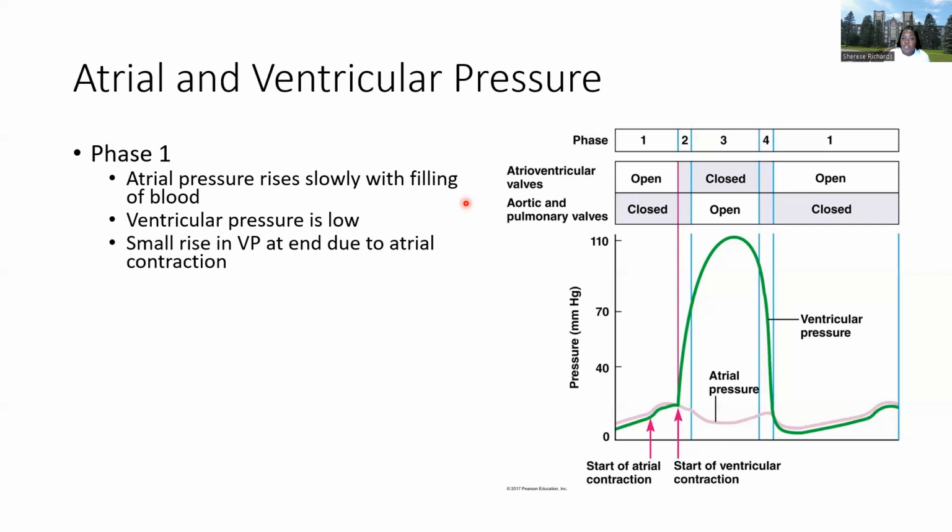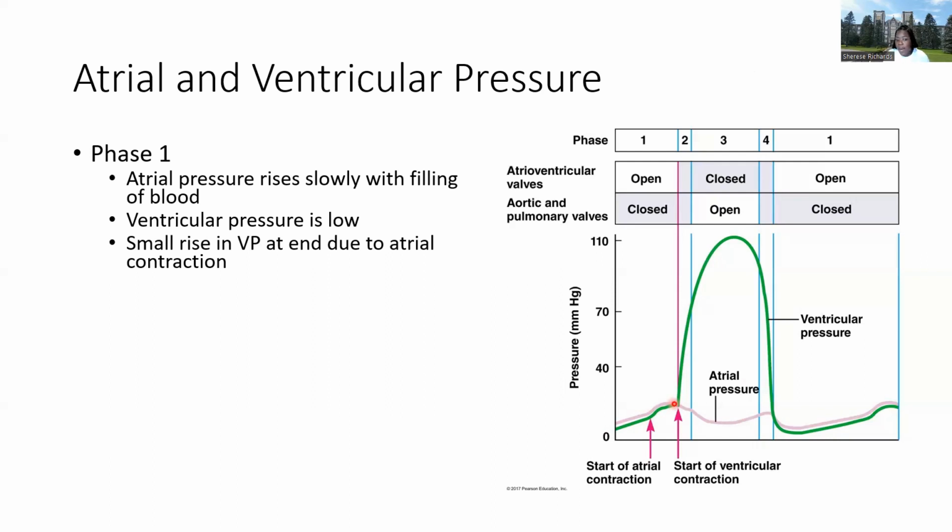So starting here again with phase 1, where we have the atrial pressure rising, blood is leaving the atria and moving down into the ventricle. The ventricular pressure is low, as we can see here. So relative to what the max ventricular pressure will be, ventricular pressure is low. Atrial pressure is high, but again, that's relative to the pressures that are in the atria.